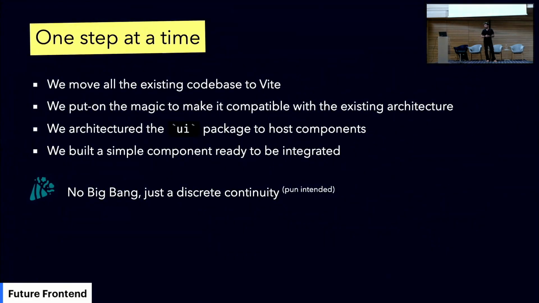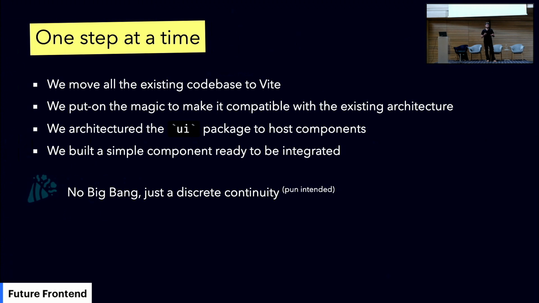So, one step at a time, we moved the whole existing code base to Vite. It was working pretty well. We added the magic to make it compatible with the existing stack architecture using Django. We went well with the UI package, which was ready to handle the different new components. And we built a simple component, ready to be integrated, just to demonstrate the way we will use new components in Nginx in our final application. So not a big bang, just continuous progressive enhancement in our final application.